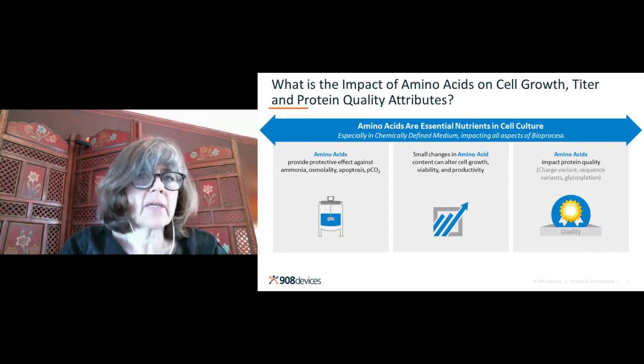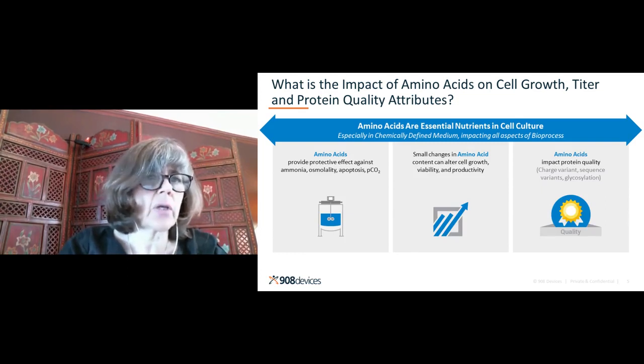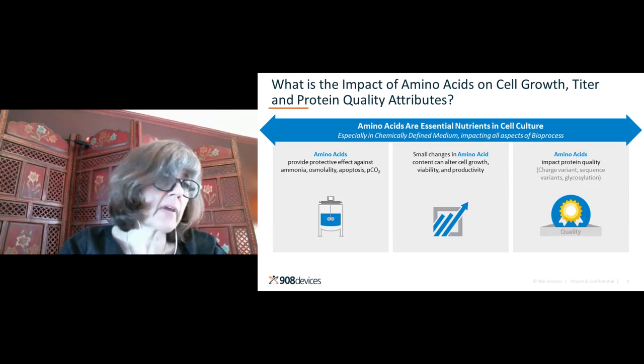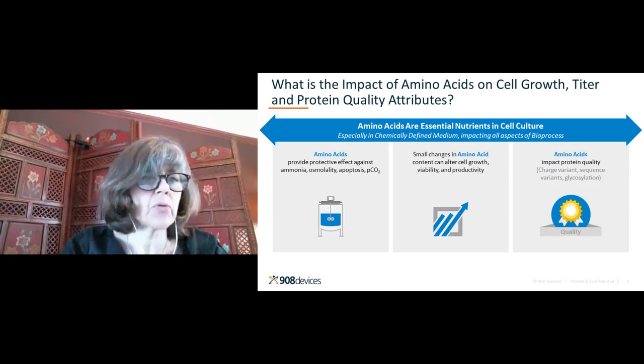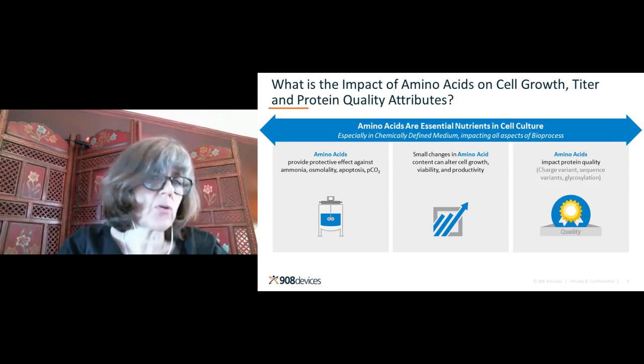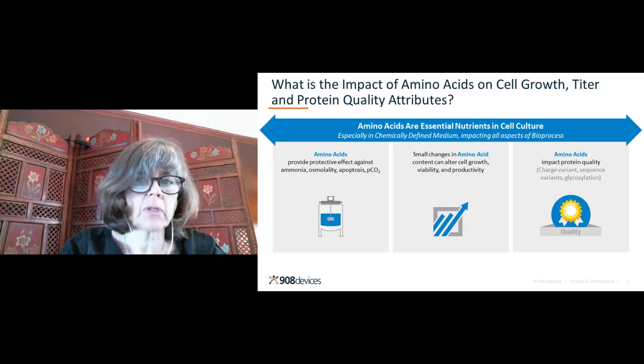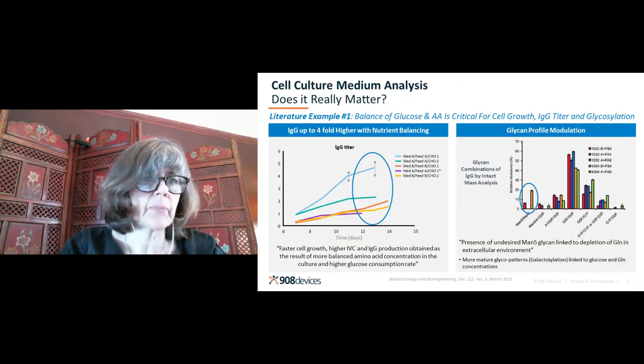So if we think about amino acids and cell culture medium now, growth, titer, and protein quality attributes, amino acids can provide a protective effect against ammonia, high osmolality, apoptosis, or dissolved carbon dioxide. Amino acid content can alter cell growth, viability, and productivity. And finally, amino acids can impact protein quality attributes. So let's look at some examples.